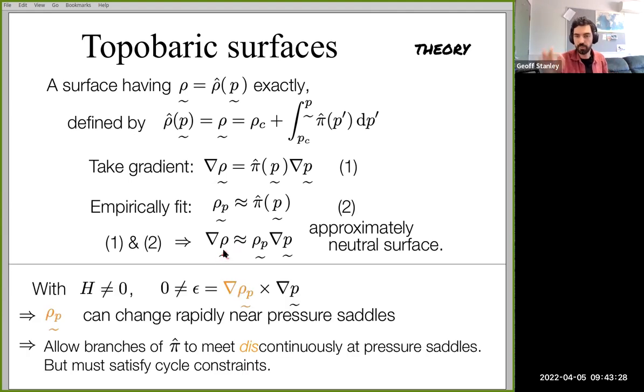And sort of as I said before about the pi hat functions don't have to meet continuously at the branches, at the saddle points. The other way to think about that is that with non-zero helicity, we won't actually have this cross product being exactly zero. It'll be some small epsilon. And so you can see when you're near a saddle point, grad p is near zero. And so you can satisfy this equation by having a very large grad compressibility. So this compressibility can change very rapidly around saddle pressures. And that means that pi hat can change. Essentially, we're going to allow it to meet discontinuously at the saddle pressures.